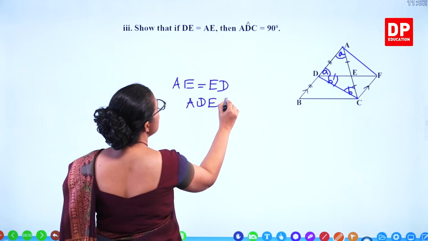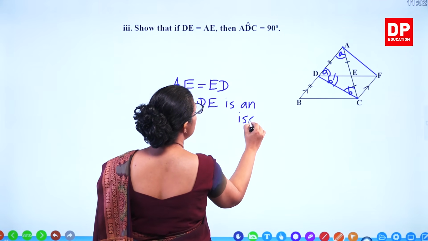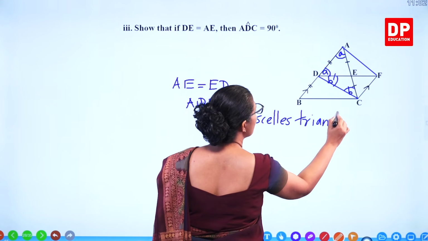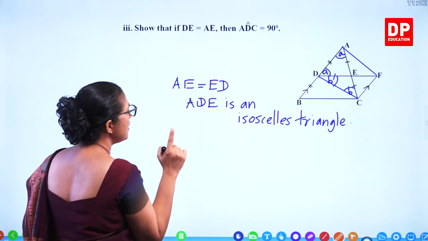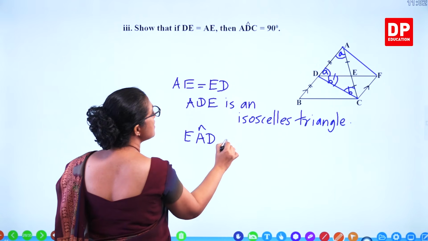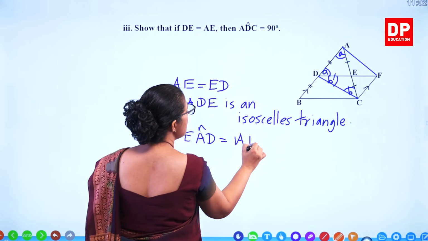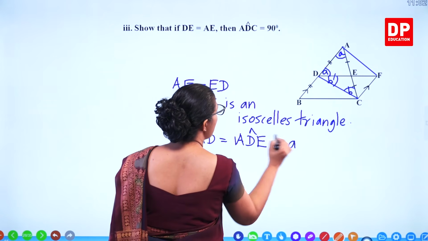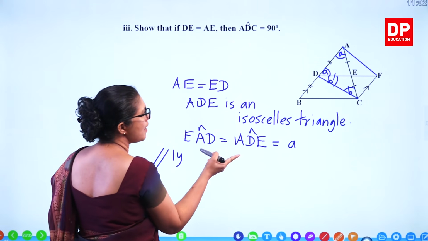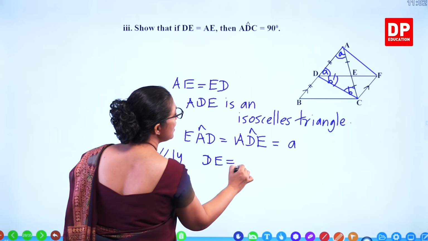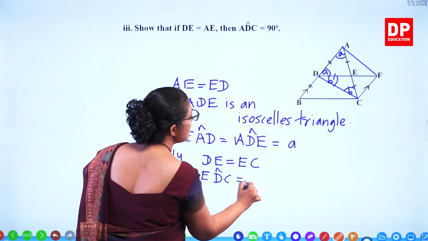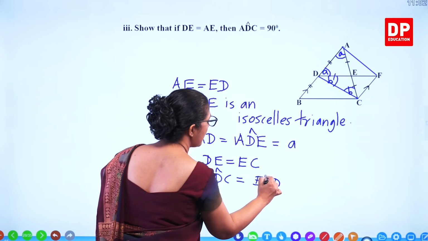So we can say because of AE equals ED, ADE is an isosceles triangle and we can write down A and A. So EAD angle is equal to ADE angle and I can put A. Then similarly you can write, because same thing, DE is equal to EC, EDC is equal to ECD angle, that's B.